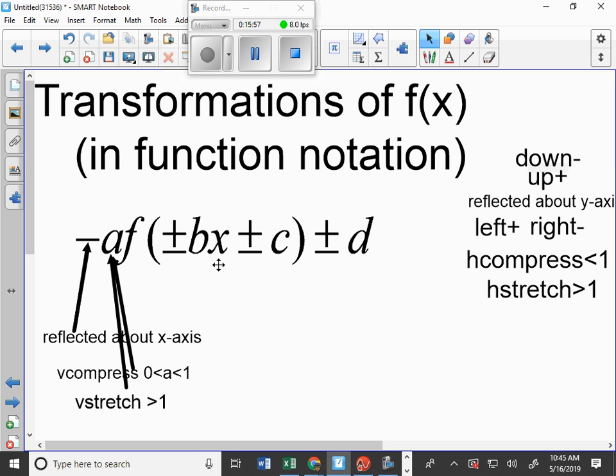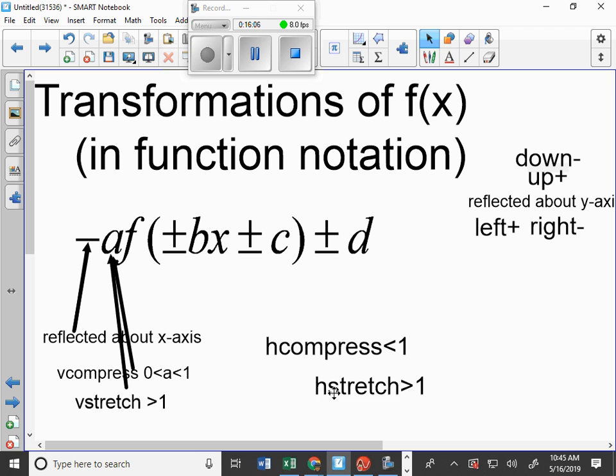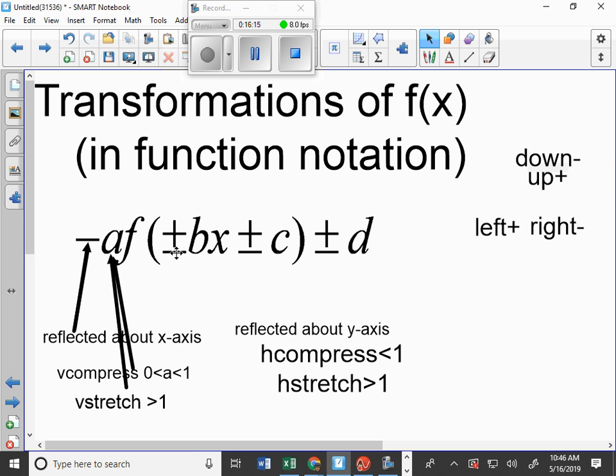Then let's look at B. The B values control our compression and stretch also, but from the horizontal direction. Really the main thing you want to worry about is that if B is negative, the graph will be reflected about the y-axis. So let's use the negative and positive for the reflection, and we'll use the B for the compression.